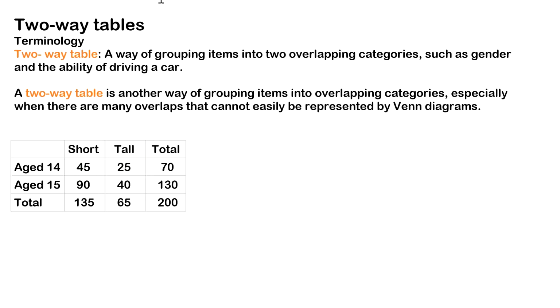If I was told to find how many short people were found, you would highlight that column. So 45 plus 90 is 135. If I was told to find the total number of students surveyed, you would add up all the short and all the tall, and you will get 200.